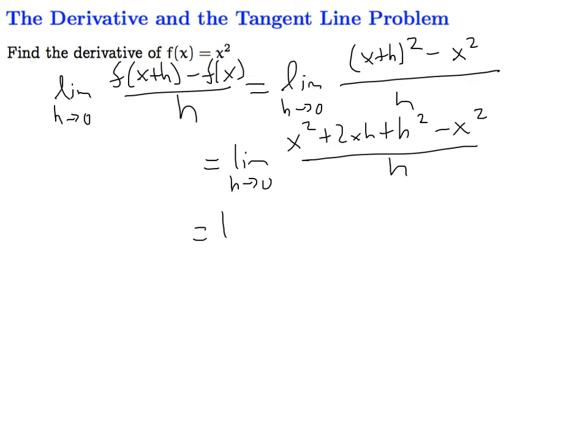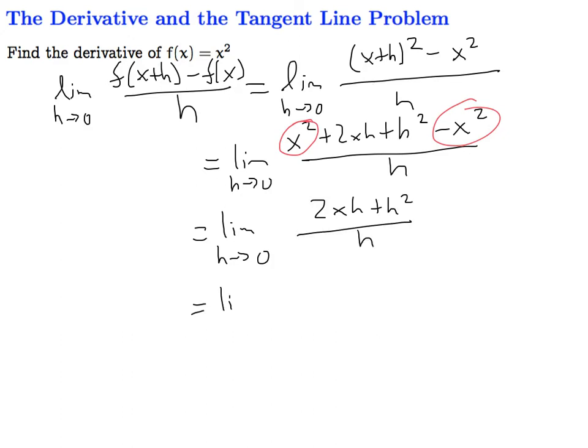We go ahead and go through our canceling step, the limit as h approaches 0. Oh, nice. These x squareds cancel, so that's good. So we're left with 2xh plus h squared all over h. Now here's a step that students sometimes struggle with. In order to cancel an h, we have to factor, okay? So this requires a bit of factoring here.